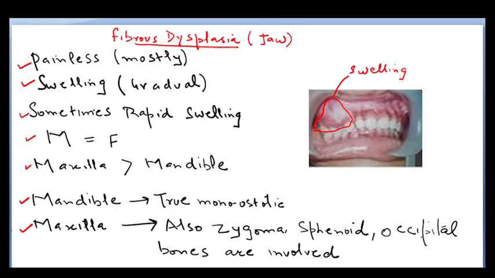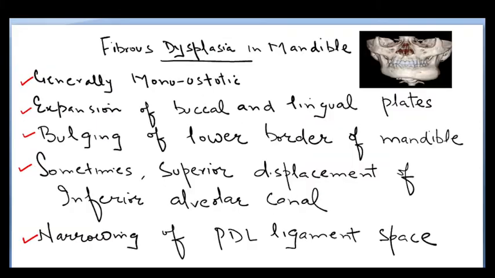Fibrous dysplasia of the jaw is mostly painless. There is swelling which is gradual; very rarely, the swelling is rapid. There is equal sex predilection. The maxilla is more commonly affected than the mandible. If fibrous dysplasia is seen in the maxilla, it can also involve the zygoma, sphenoid, and occipital bones.